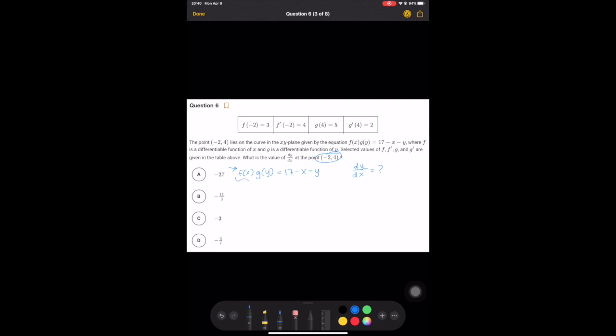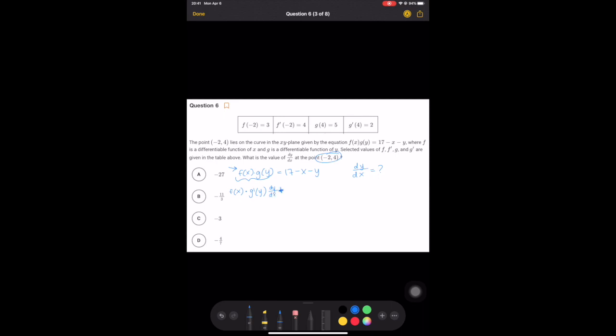To take the derivative of the left side, we notice that there's a product there. So the derivative would be f of x times g prime of y. But since we're taking a derivative in terms of y, don't forget dy dx.